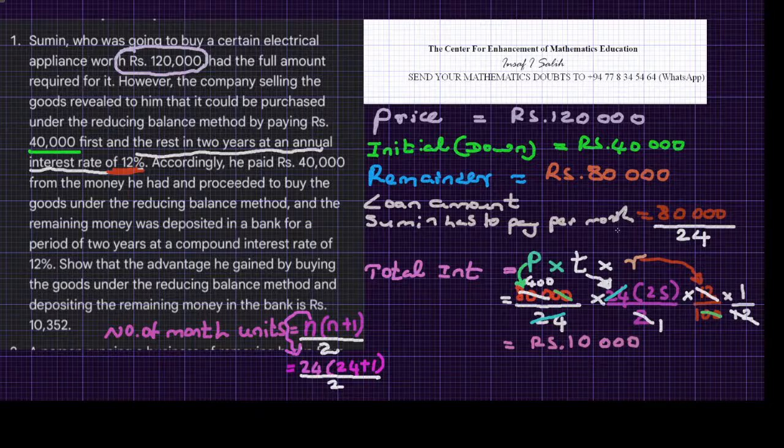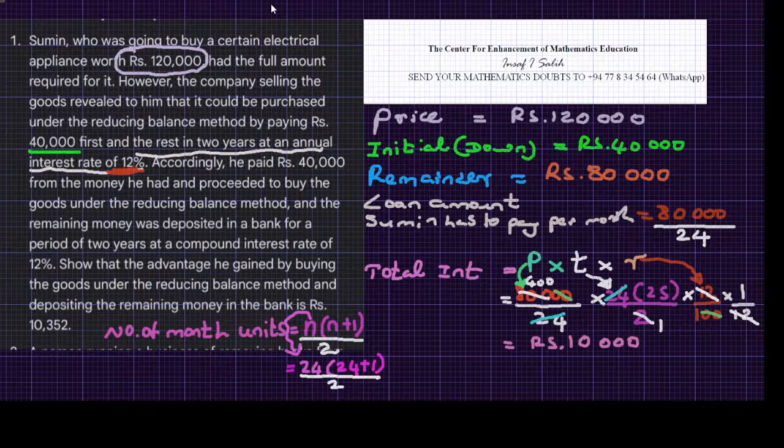So what does that mean? To get the ownership of this item, this person has to pay 10,000 rupees extra. The original price, if he's buying using cash at once, he has to pay 120,000. But because he is going for the reducing balance method, since he is doing a hire purchase, he has to pay 10,000 extra, which means altogether he has to pay 130,000.